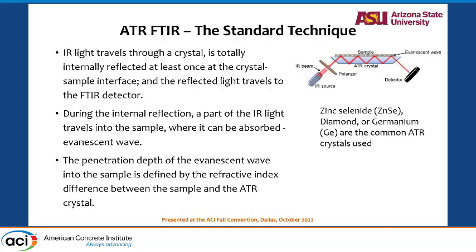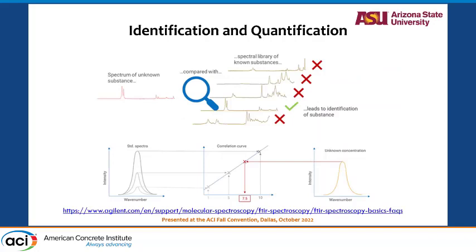So in ATR, IR travels through a crystal. It's totally internally reflected at the sample interface, and the reflected light travels to the FTIR detector. And then during that internal reflection, part of the light travels into the sample, getting absorbed as an evanescent wave, and the penetration depth of the wave is defined by the refractive index difference between the sample and the ATR crystal. If it's a diamond crystal, that is a known value, and that refractive index difference is an indication of the intensity of the wave that goes in.